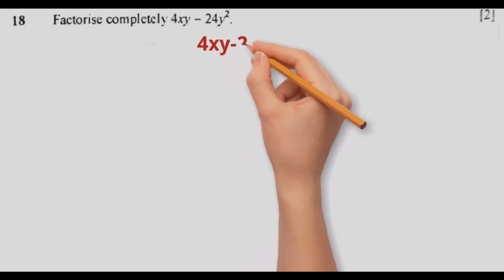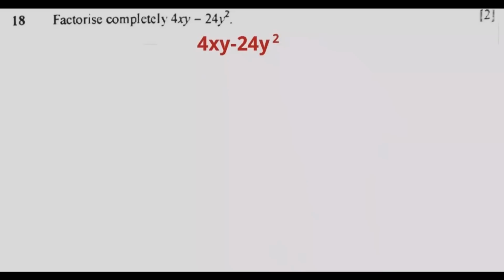Question 18 is as follows. Factorize completely 4xy minus 24y squared. Okay, so what I'm going to do is rewrite that expression down here. Once I've done that, the next thing I'm going to do is find the factor of 4xy and 24y squared.